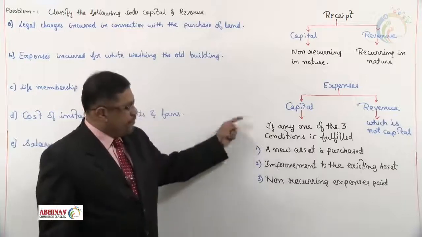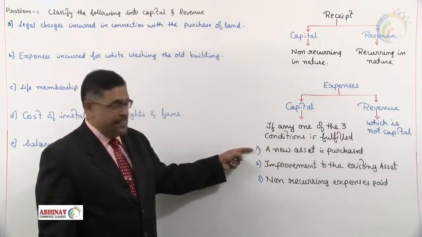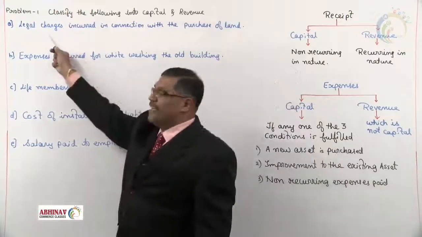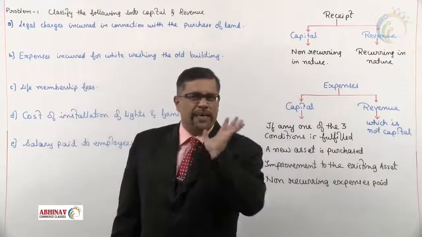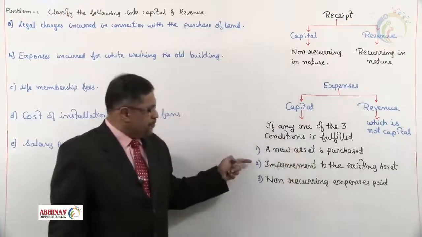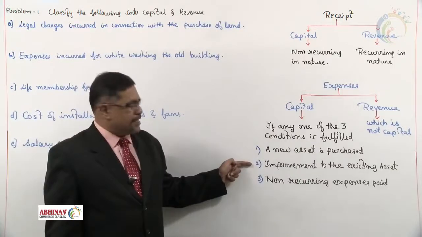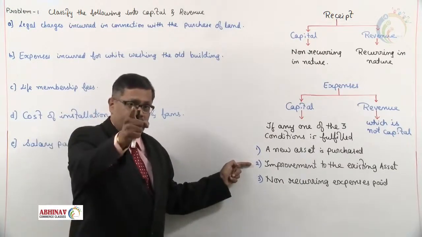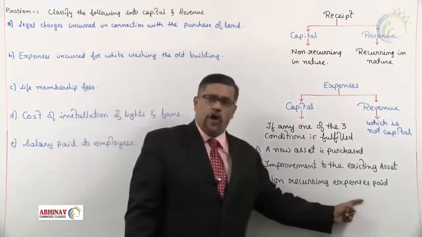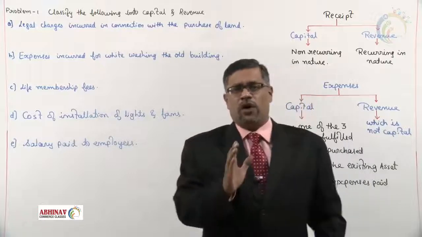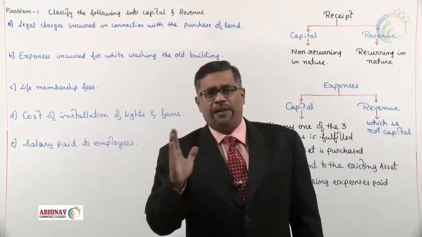If any one of these is fulfilled, a new asset is purchased. We are not concerned with the new asset purchase, we are concerned with legal charges. Just by paying legal charges, we can't say a new asset comes into existence. It is not improvement to the existing asset. But legal charges, as I said, are paid only once, and that is a non-recurring expense. Since it is a non-recurring expense, it is called a capital expenditure.